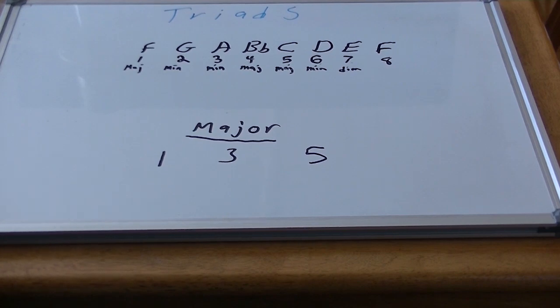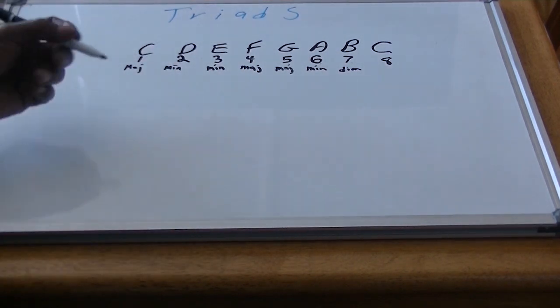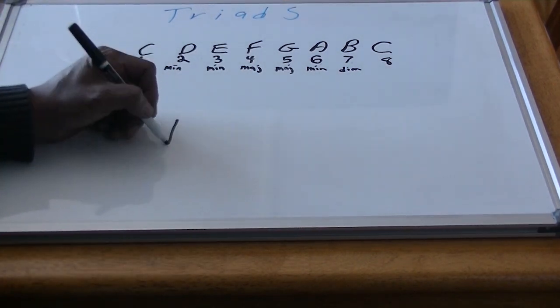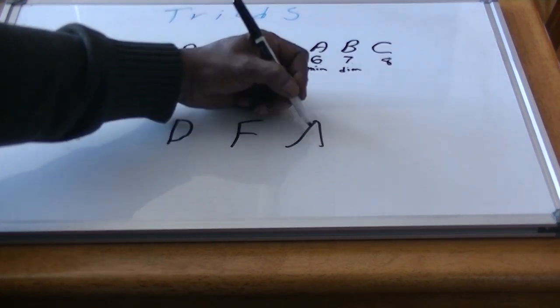So moving on. Now let's look at minor chords. Okay, so now let's look at the D minor chord. If we use our little trick for deriving the notes of the chord, we come up with the note D, the note F, and the note A.